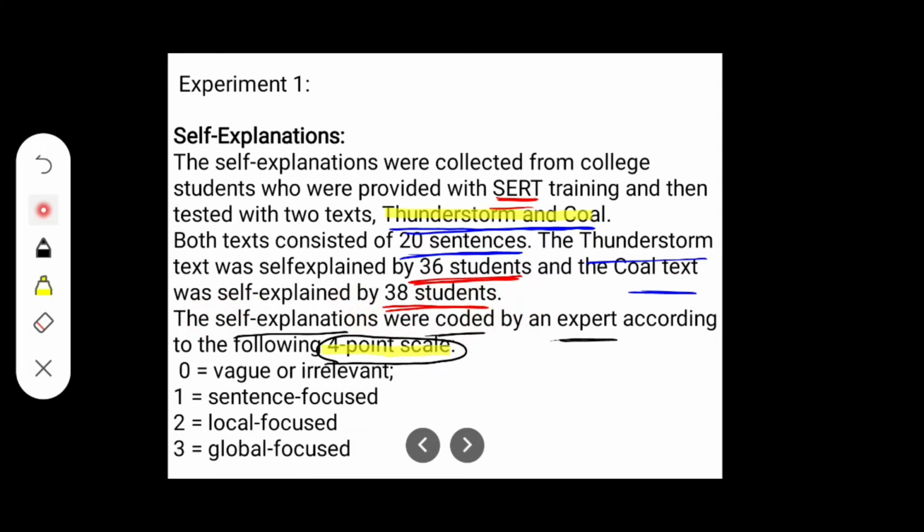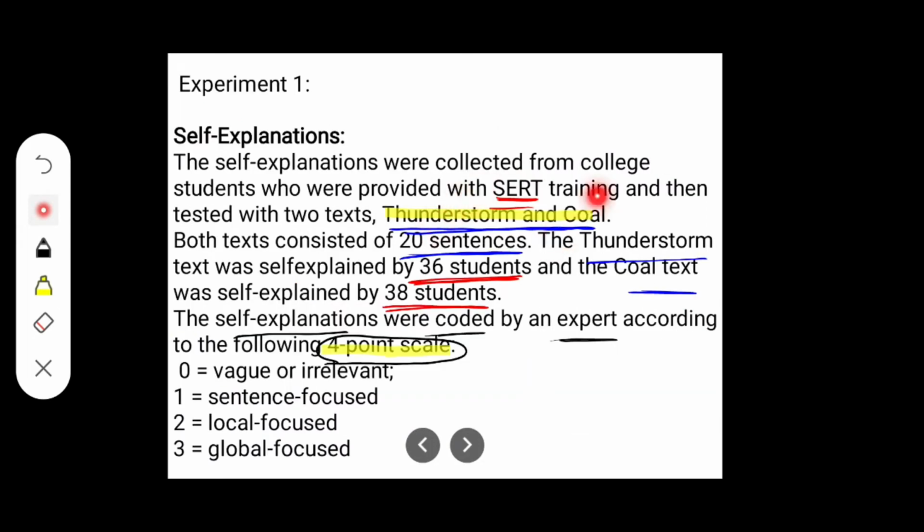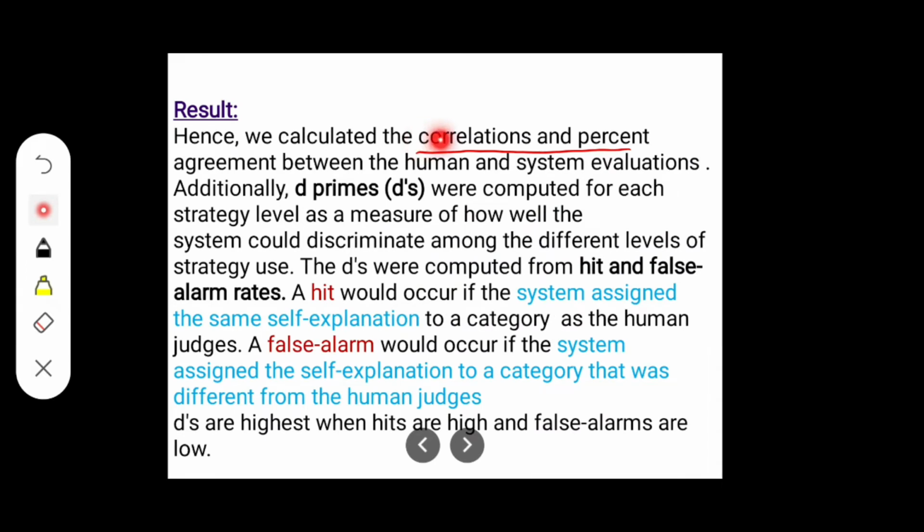Then moving on to the next slide. After applying all these things to the data, they obtained the result. The result says we calculated the correlation and percent agreement between human and system evaluations. We are calculating the correlation among these data, that is thunderstorm and coal, along with the percent agreement.